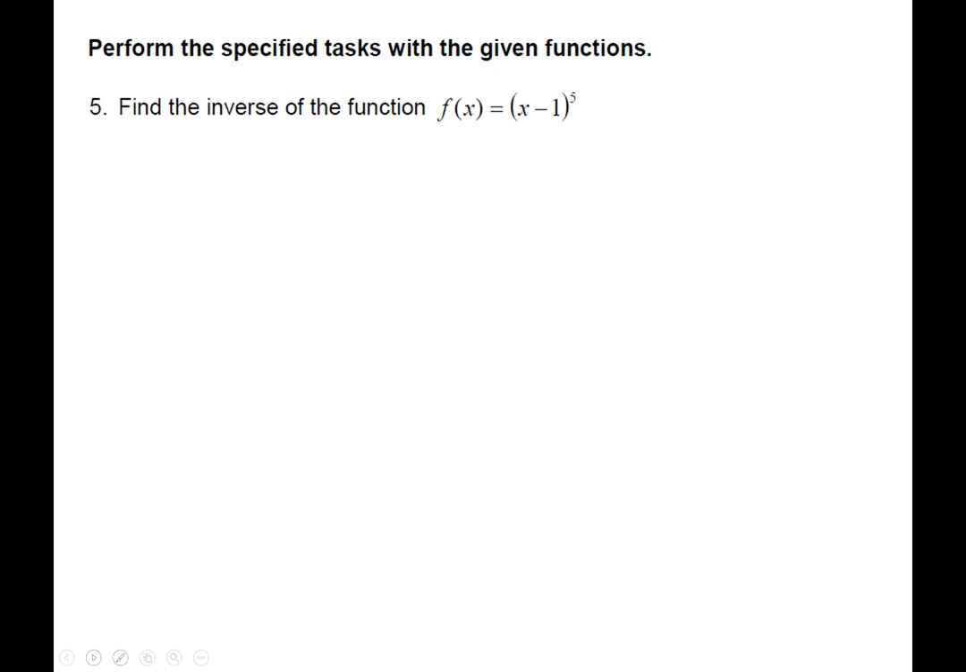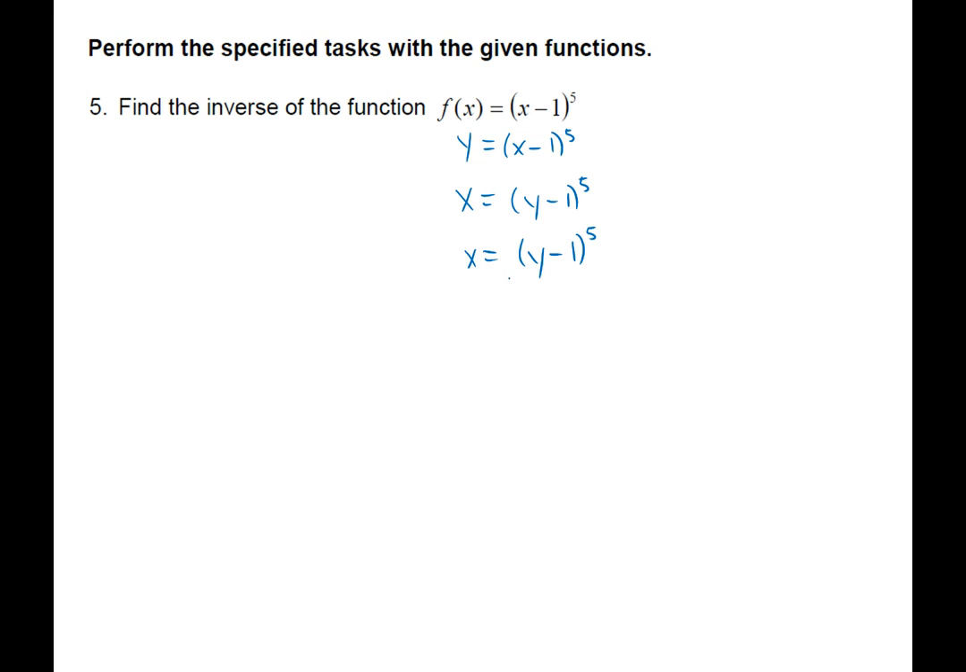Onwards. Find the inverse of the function. First thing is to change that f of x into a y. So I have y equals (x minus 1) to the 5th. Then I do the Freaky Friday switch. And then I want to solve it for y. So I'm going to do that in my next step here.